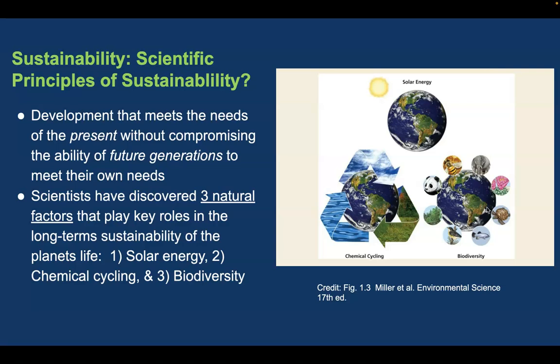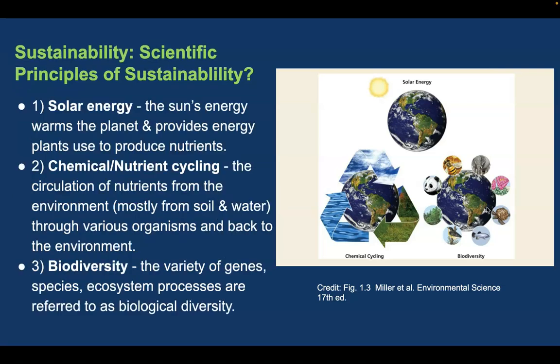Biodiversity also provides ways for species to adapt to changing environmental conditions and for new species to arise as conditions change and replace those that might be wiped out by catastrophic environmental changes. So that biodiversity is very important. It plays a key role in the long-term stability of the Earth.